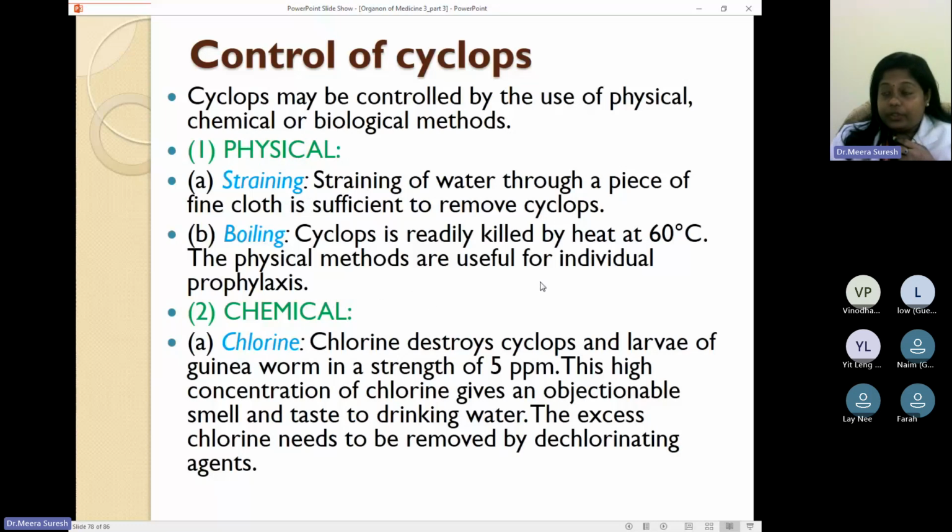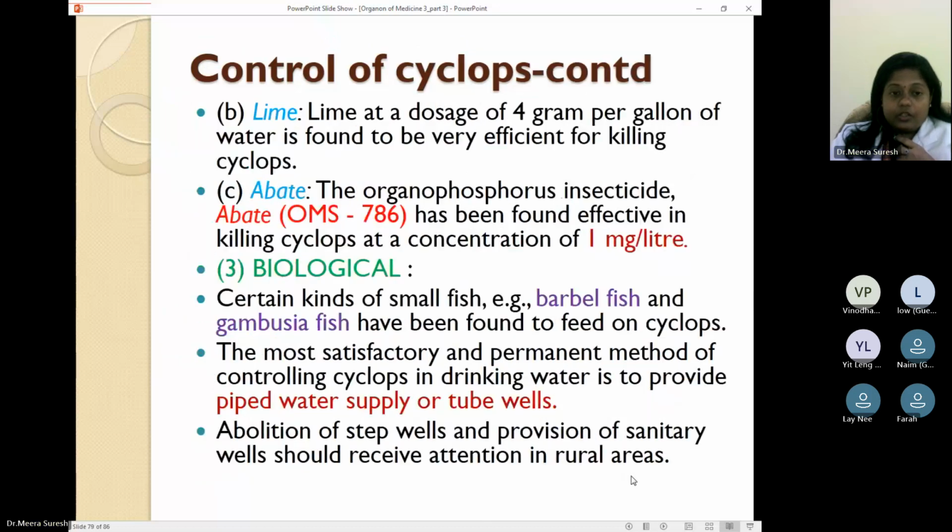So the physical methods are very useful for individual prophylaxis, but we do have the chemical methods in which chlorine is used. We can use chlorine to chlorinate the water, which can destroy the cyclops and larvae of the guinea worm in a strength of 5 parts per million. This high concentration of chlorine gives an objectionable smell and taste to drinking water. So we have to use some other method by which this excessive chlorine can be removed, or some dechlorinating agent should be used. So the best thing is to use abate.